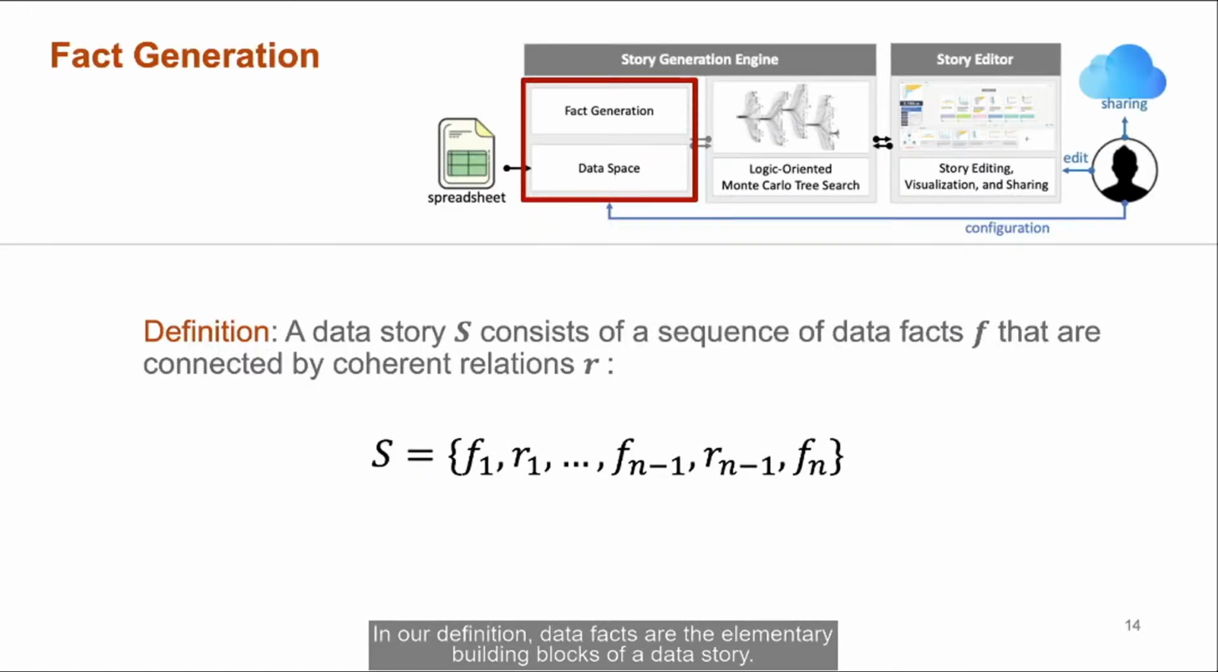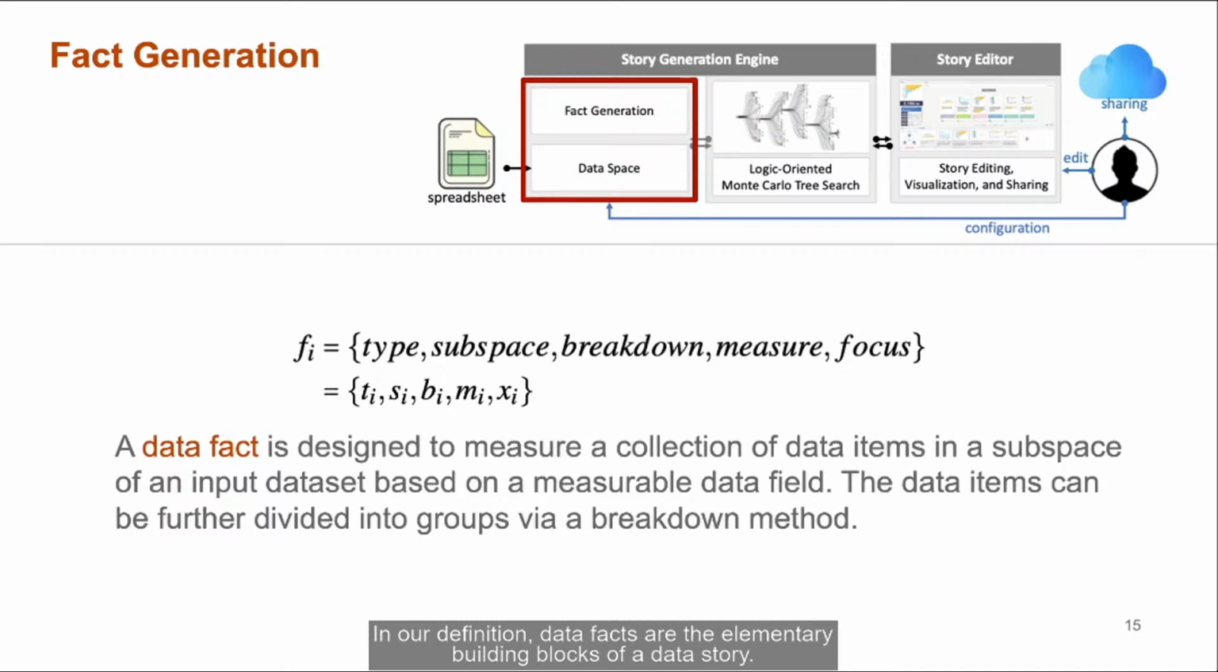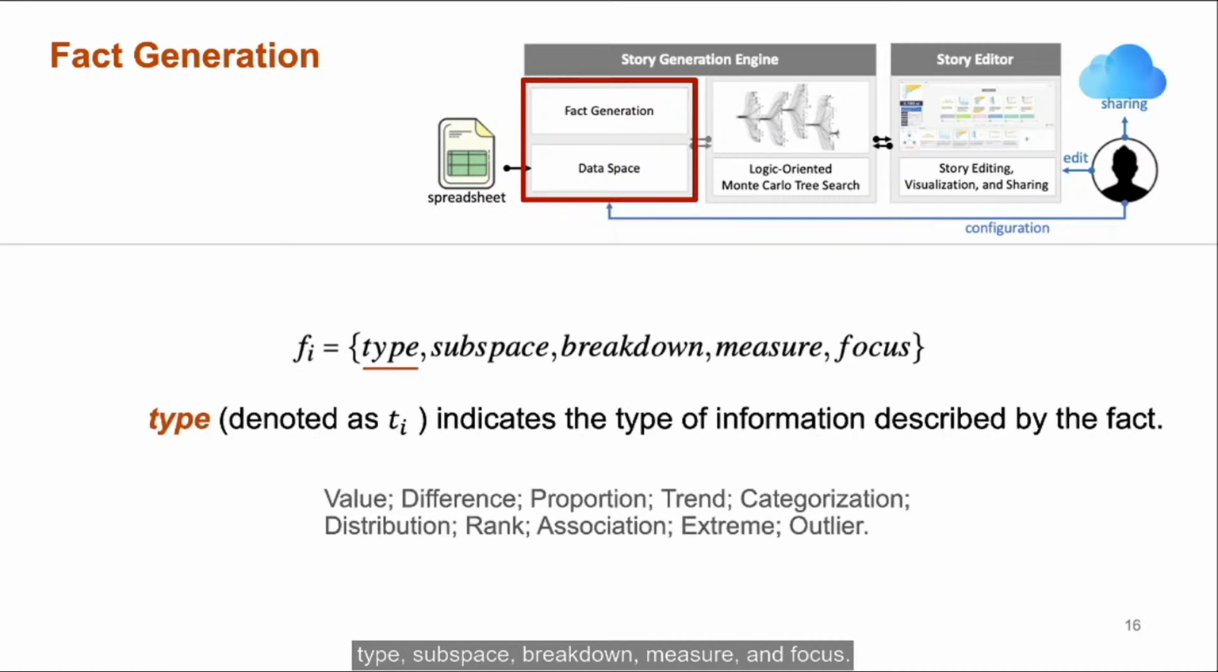In our definition, data facts are the elementary building blocks of a data story. We first gave a formal definition of data facts by simplifying the concept introduced in previous works. Formally, a data fact is defined by a 5-tuple: type, subspace, breakdown, measure, and focus. Type indicates the type of information described by the fact, including value, difference, proportion, trend, categorization, distribution, rank, association, extreme, and outlier.